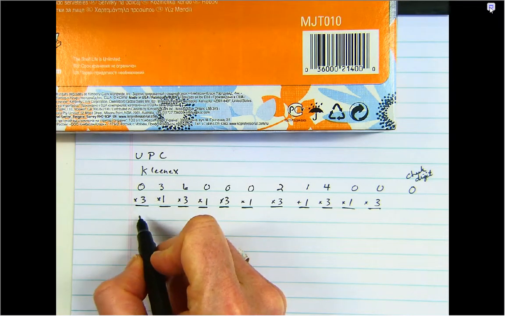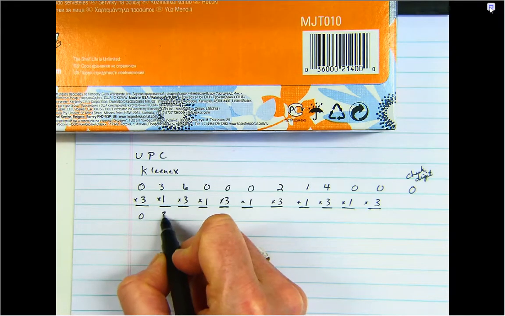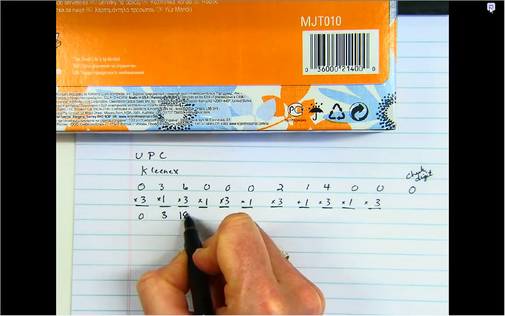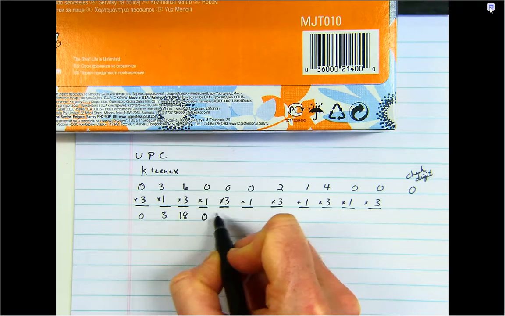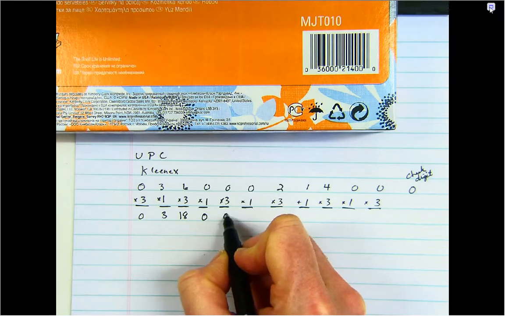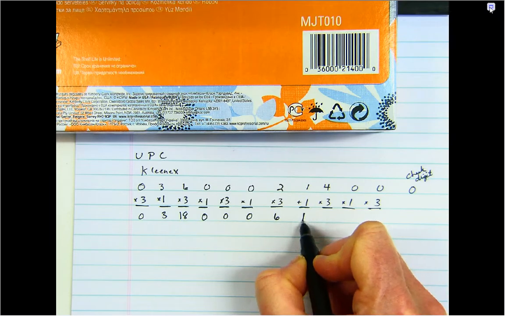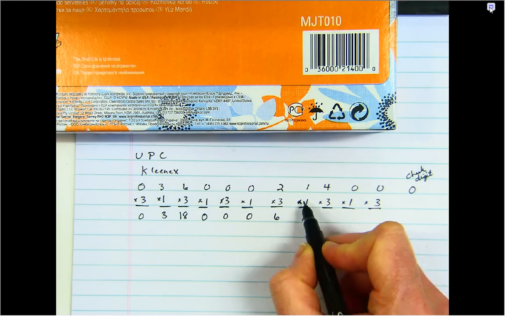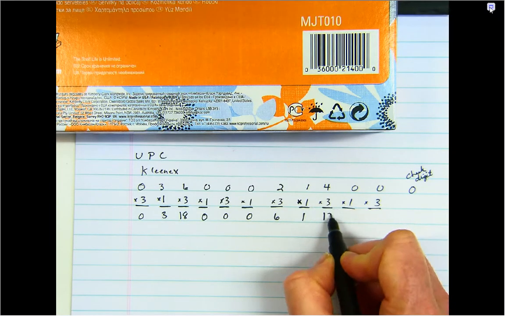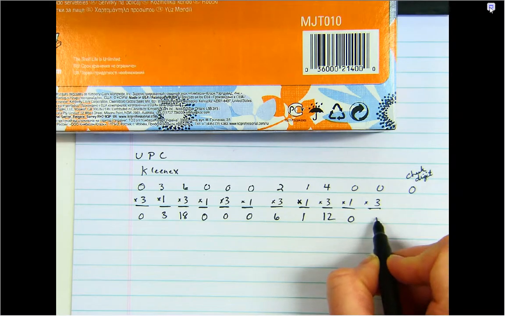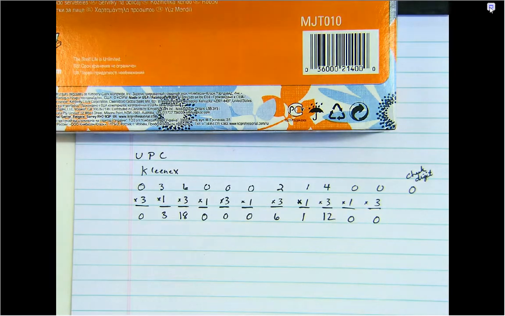So 3 times 0 is 0. 1 times 3 is 3. 3 times 6 is 18. 1 times 0 is 0. 3 times 0 is 0. 1 times 0 is 0. 3 times 2 is 6. 1 times 1 is 1. 3 times 4 is 12. 1 times 0 is 0. 3 times 0 is 0.